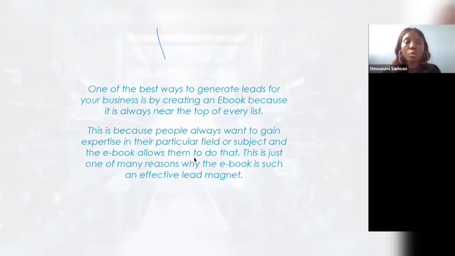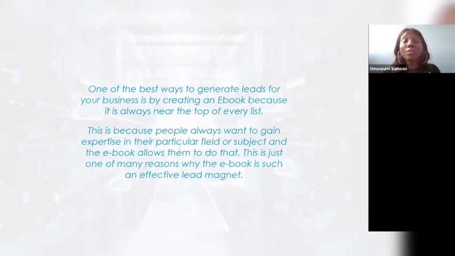Okay, yeah, sorry. So the ebook is actually one of the best ways to generate leads for your business. When you create an ebook, it is near the top of the list when you're talking about lead magnets, because it is so hard for you to go on any website and not see their lead magnet as sign up to get our ebook, or download our ebook, or get it sent straight into your inbox or something like that. So it's more like the go-to lead magnet for brands now.